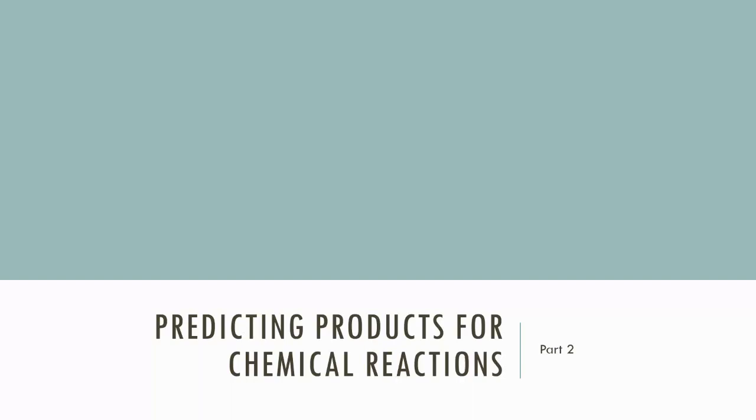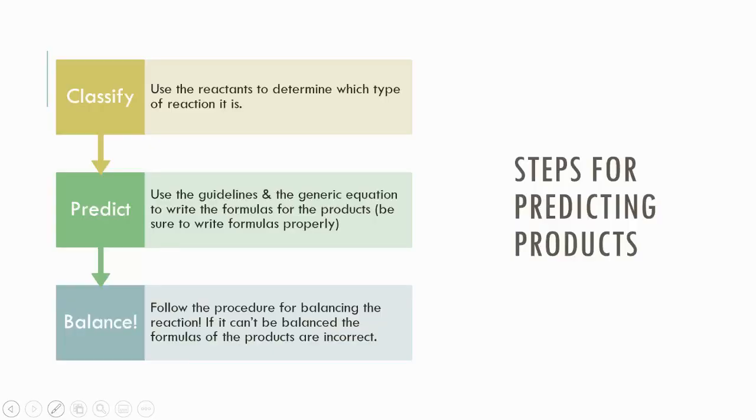Hey everyone, in this video we will be going over predicting products for the remaining two types of chemical reactions, specifically single replacement and double replacement. So let's get started. As a reminder, anytime you're working on a predicting products problem, your first step is always to classify the type of reaction.